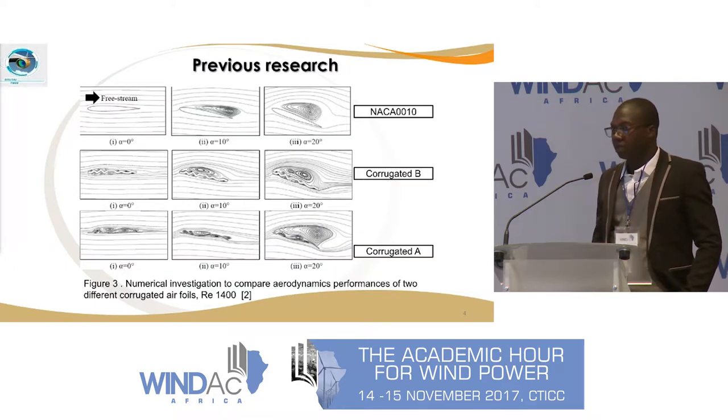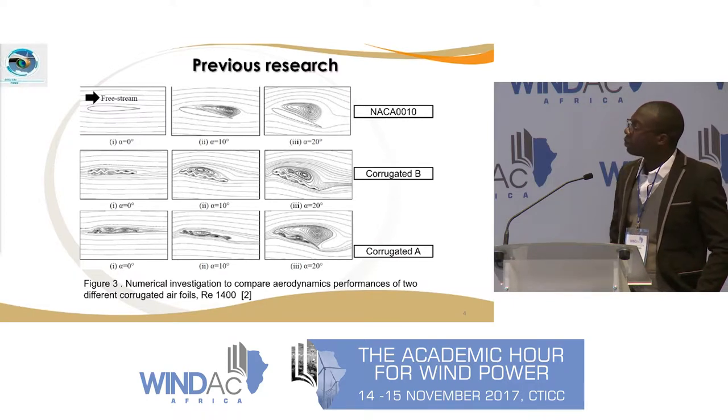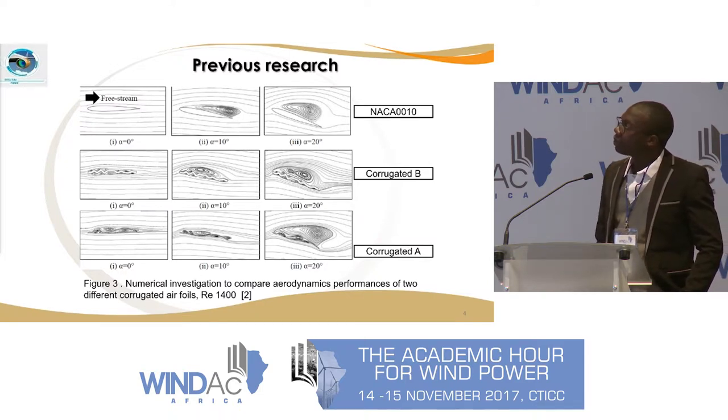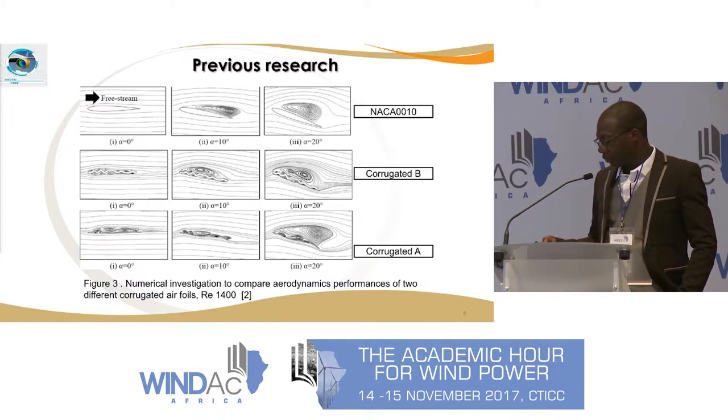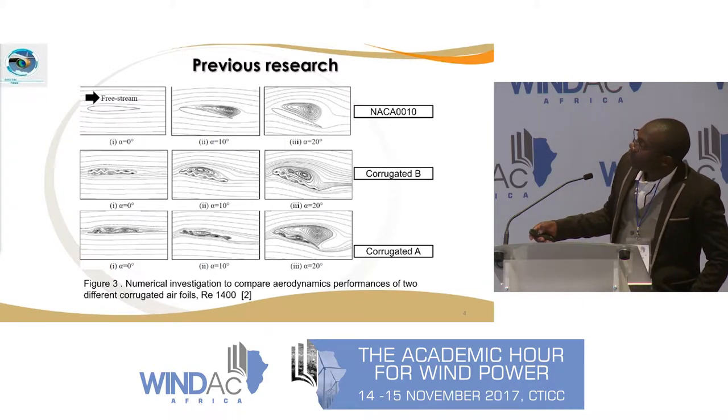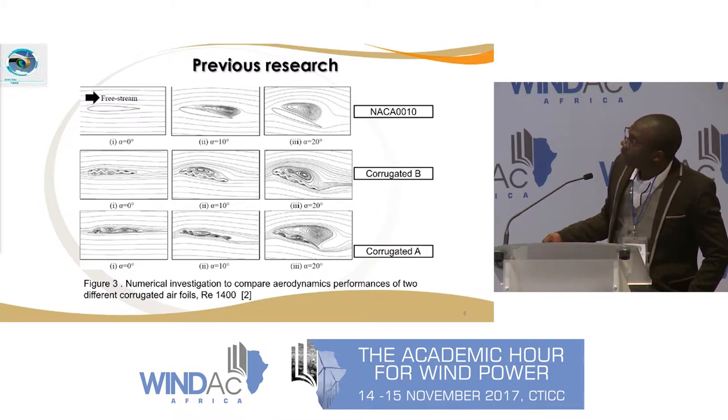Here is another research done by Hu and Nguyen. This was to compare two types of corrugated airfoil. They used NACA 0010 as the baseline to compare the performances. The Reynolds number for this was 10,000. As we can see from figure 3, at angle of attack of 0, the performance for both corrugated and streamlined were comparable. The reason is that in the corrugated one, at low speed, the vortices in the peaks remain stagnant or move slowly and create a boundary so that it behaves the same as the conventional one.